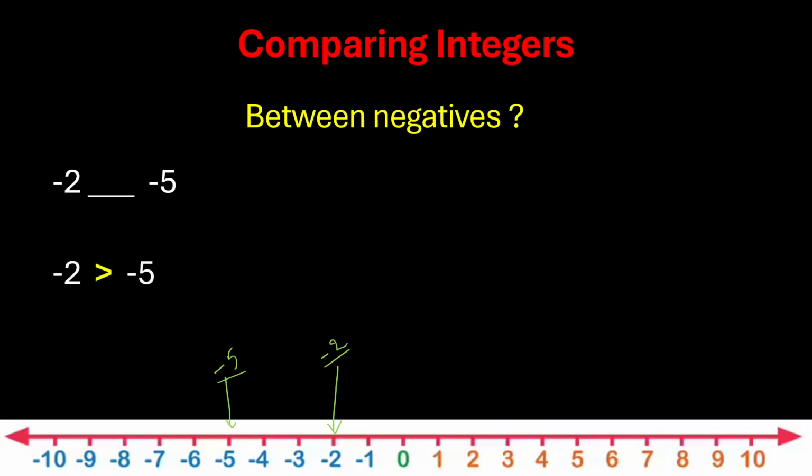So always, to compare negative numbers, the number on the right in the number line is greater. For example, minus 10 and minus 1. So minus 10 here and minus 1 here. So minus 10 is on the left and minus 1 is on the right. So always the number on the right is the greater. So here minus 1 is greater than minus 10. Okay, that's easy.